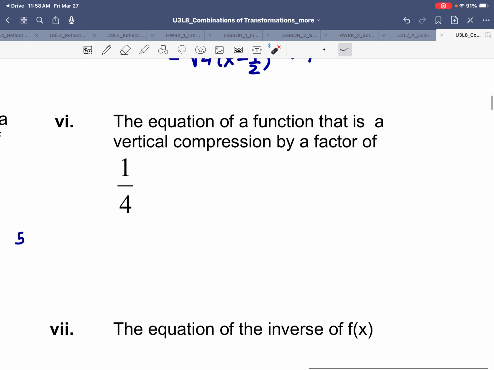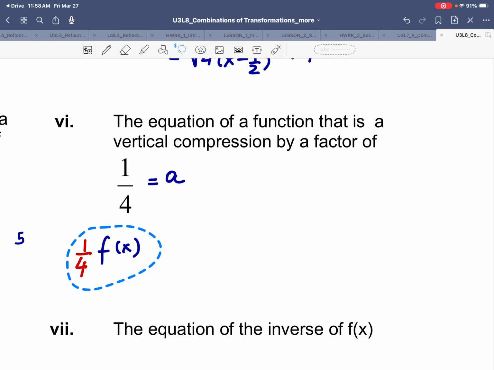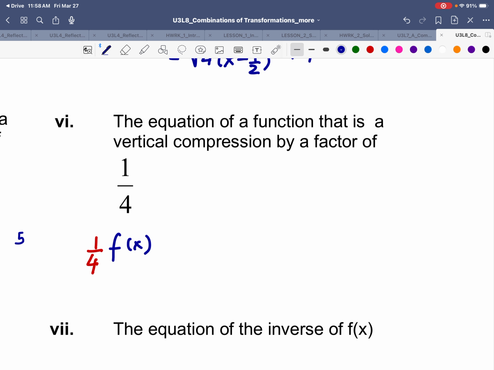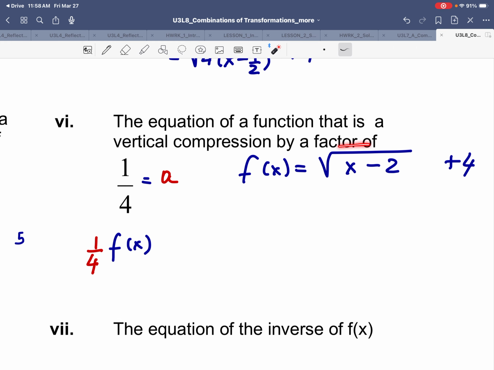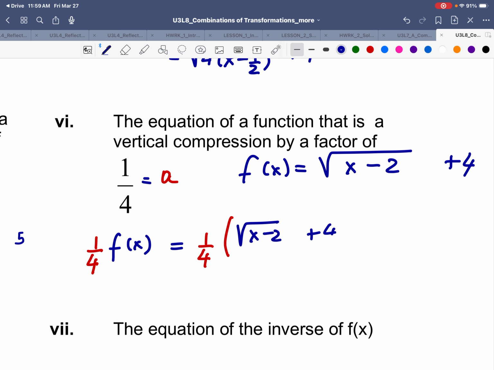Next, we have the equation of a function that is vertically compressed by a factor of 1/4. So we are trying to find 1/4 of f(x). Remember that f(x) is equal to, I'm just going to write it down so it's easier to make the comparisons, the square root of x minus 2, plus 4. In front of the f(x), we now have 1 over 4. So in brackets, the entire thing: the root of x minus 2, and then plus 4, close brackets.